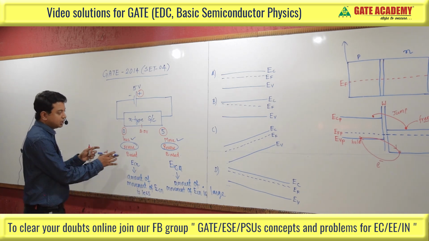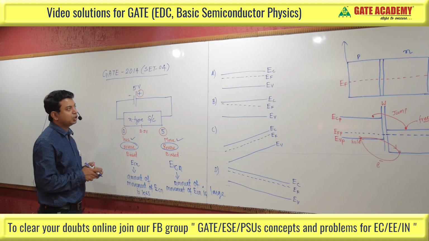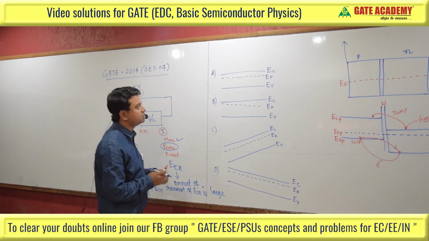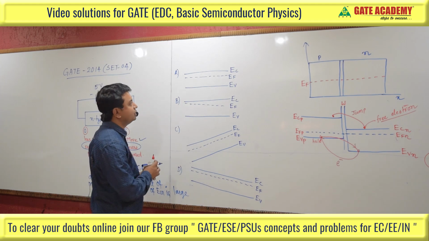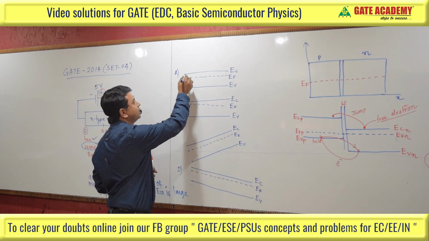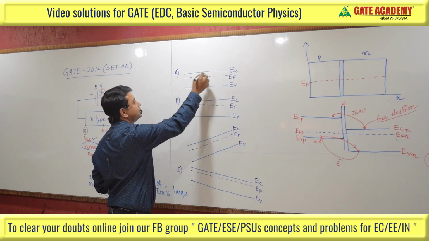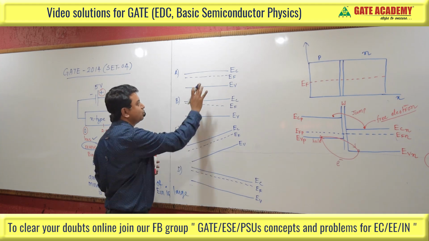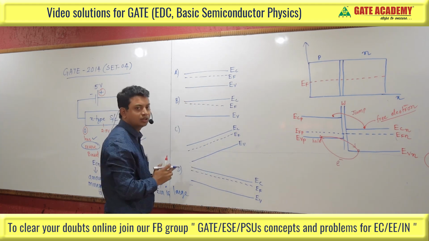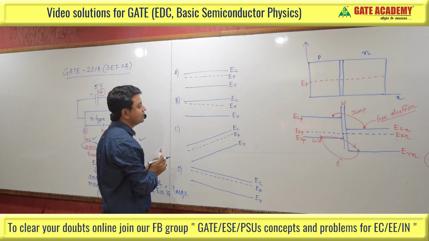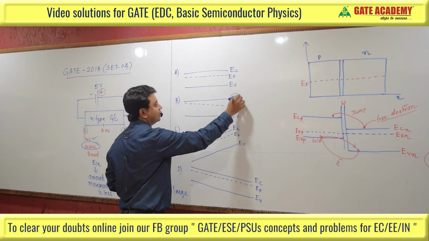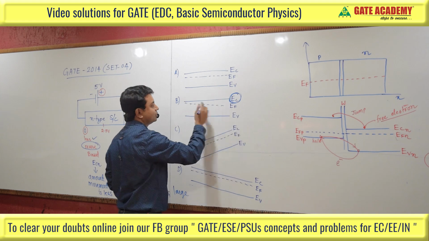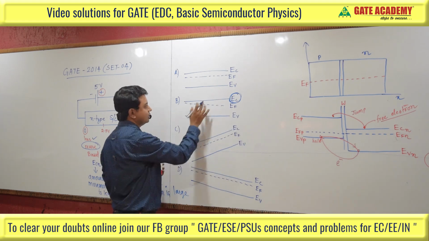So now according to discussion, come to the options. Initially we have seen the first option. In this we have Fermi energy level which is constant throughout the semiconductor, and there is no movement. That means there is no movement of conduction band or valence band. And in the second option we can see that Fermi energy level will move down, but the EC, the lowest energy level of conduction band, here it is never moved.